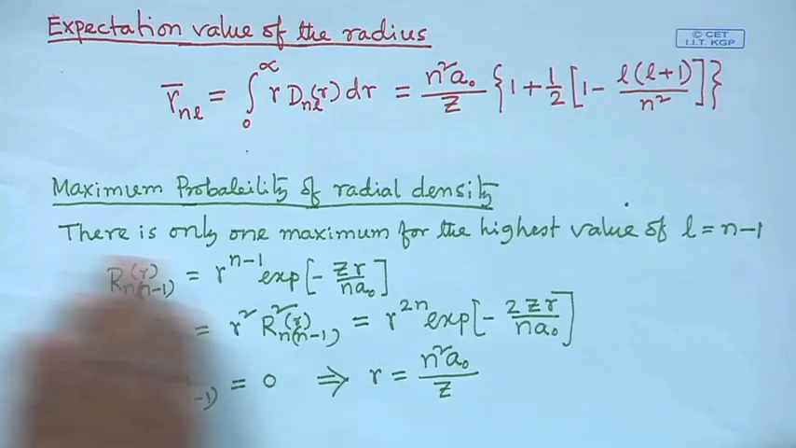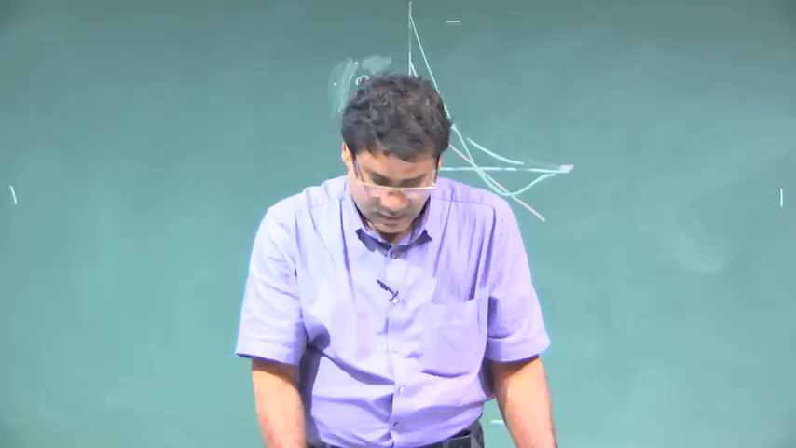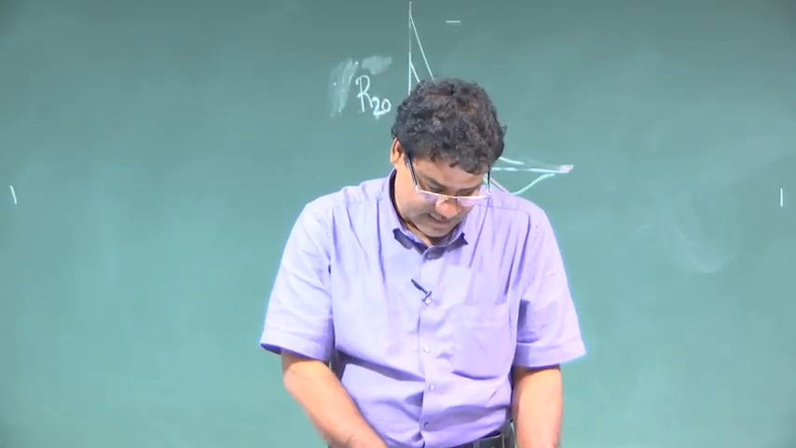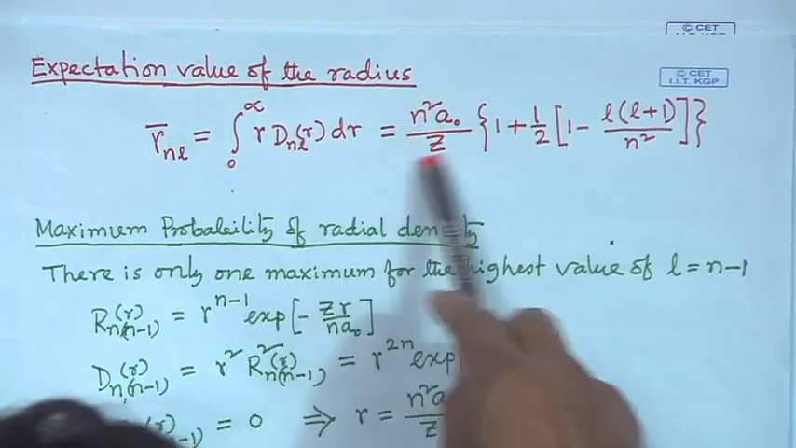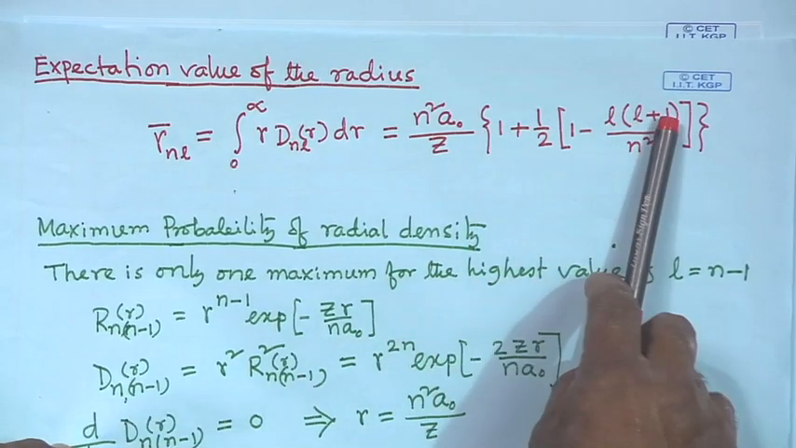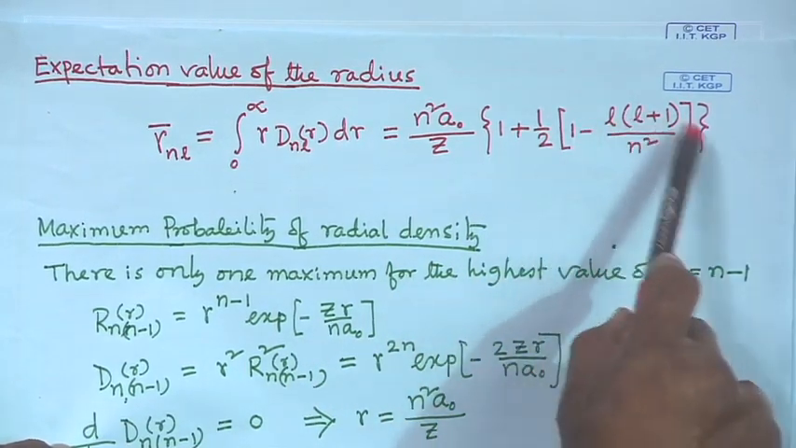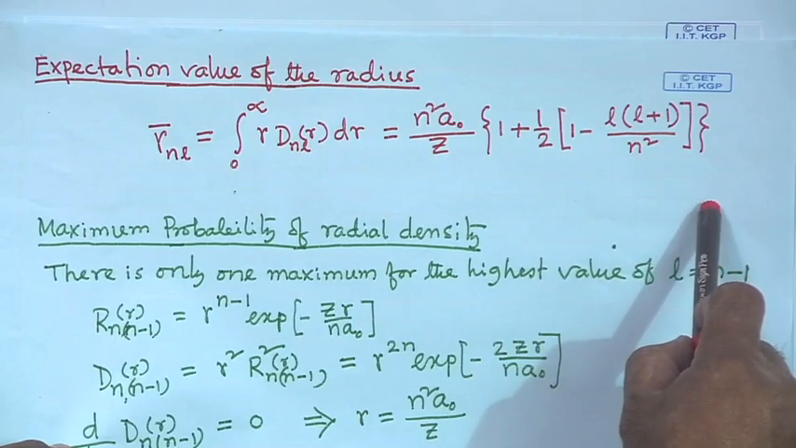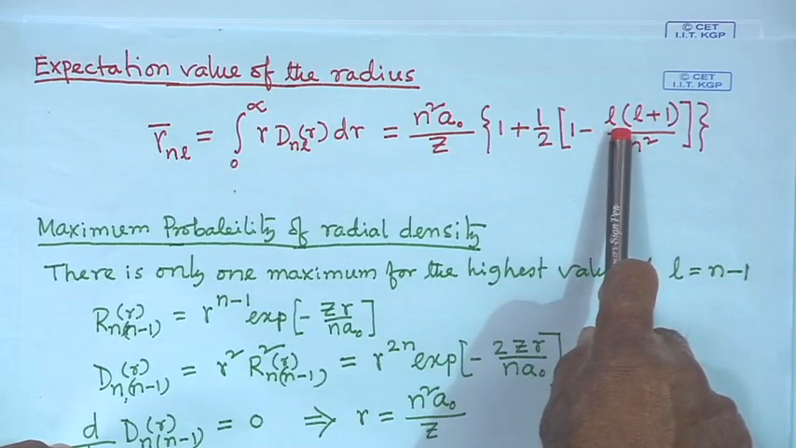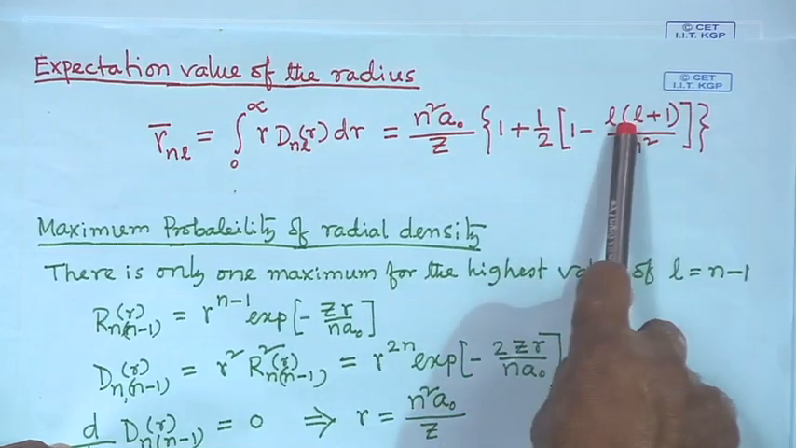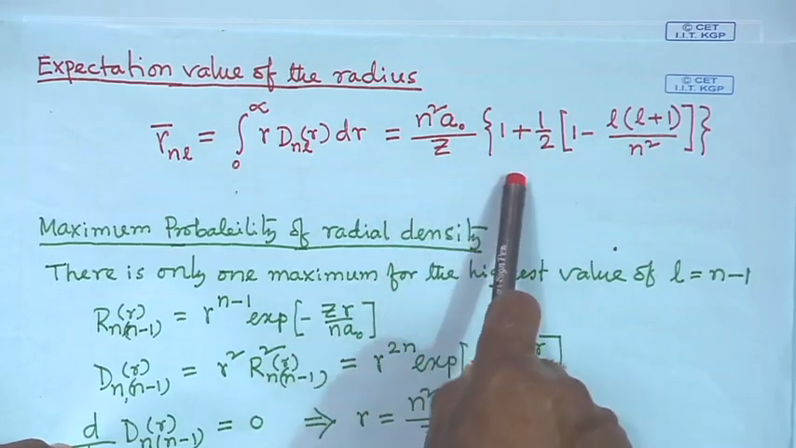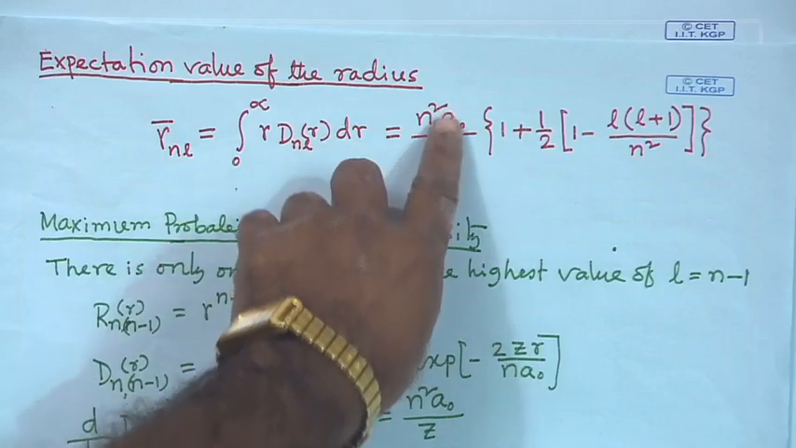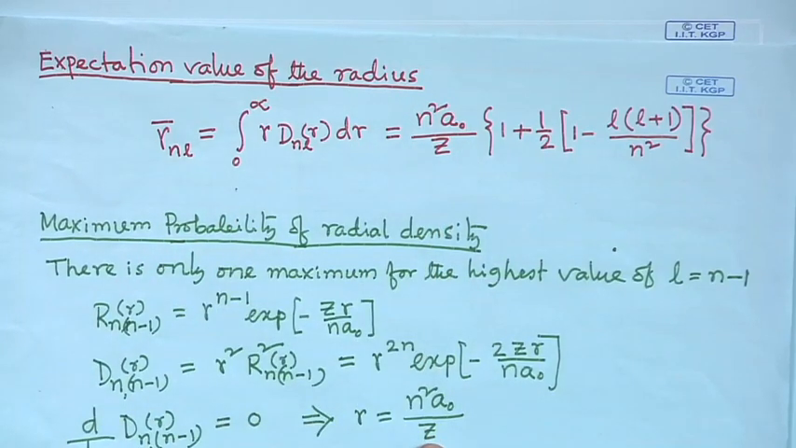Here you can see this is the maximum probability, and the expectation value is slightly higher than this one, because this extra additional part is there, and that depends on L. For L equal to 0, this part is 0, but then you are getting basically 1 plus half, means 1.5 times this radius, the orbit in the Bohr model.